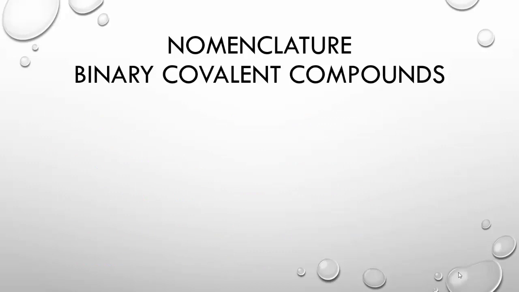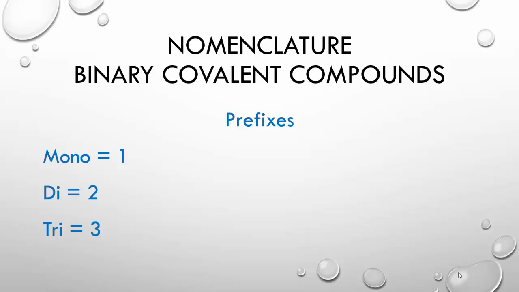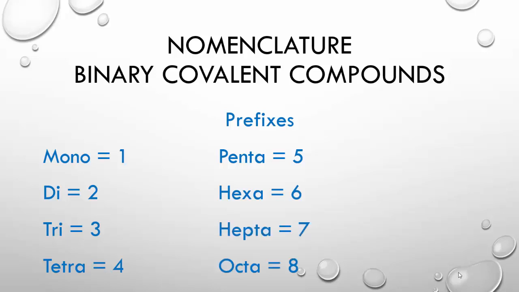And when dealing with binary covalent compounds, you now need to know prefixes. Here are the prefixes you need to know, and you know most of them already. Mono equals 1, di equals 2, tri equals 3, tetra equals 4, penta equals 5, hexa is 6, hepta is 7, octa is 8, nona is 9, deca is 10.